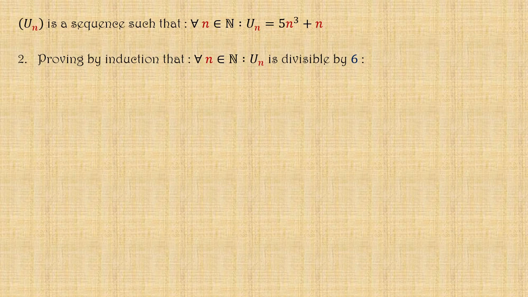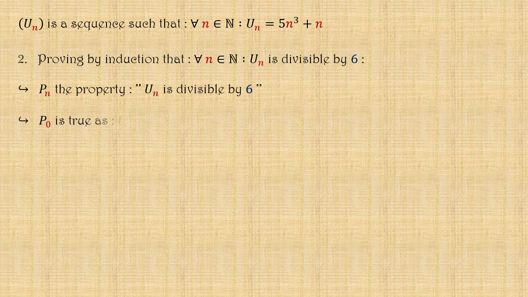So for our proof by induction, we will denote by P_n the property that says that the term u_n is divisible by 6. Then we will verify that the property P_n is true for the value 0 of n, which is the first step of our proof by induction. And then we will prove that the property P_(n+1), that says that the term u_(n+1) is divisible by 6, is true, assuming that the property P_n is true for a random natural value of the number n.